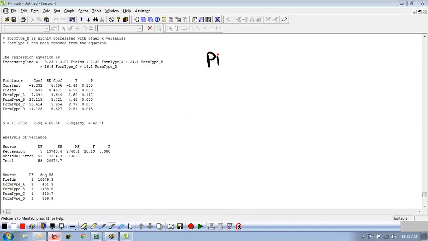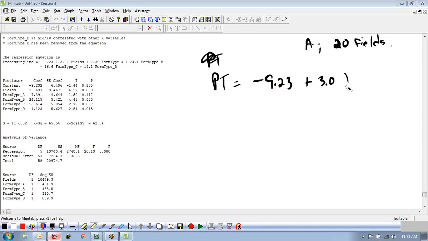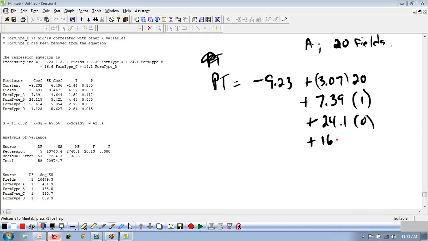Okay, so here is our processing time, PT. Let's suppose we had form type A, and it was 20 fields. What would we predict from our model? Well, PT is equal to minus 9.23, that's just a constant, plus 3.07 times 20, plus 7.39 times 1, because it's form type A, plus, just to be explicit here, 24.1 times 0, plus 16.6 times 0, plus 14.1 times 0.